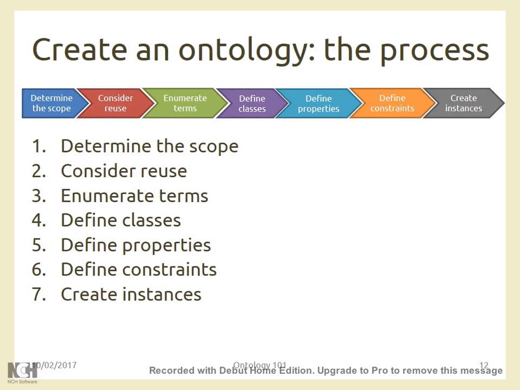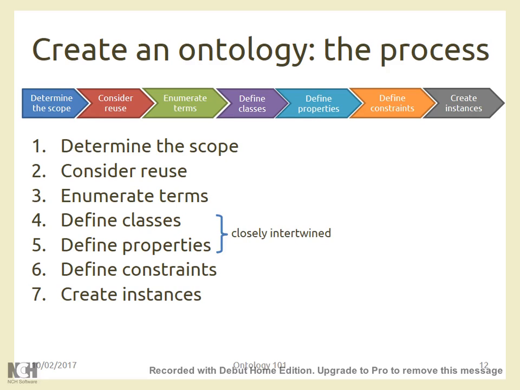So the process of creating an ontology is apparently quite linear, and it basically consists of seven steps. The first one is to determine the scope or the domain: we want to build an ontology for what, from which perspective, and so on. The second step, which I will present but today we'll skip, is to consider reuse of other ontologies that already exist. The third one is to enumerate terms. Then, after you have these terms that make your domain explicit, you can define classes, define properties, define constraints, and finally, optionally, create instances. So we will follow this process today.